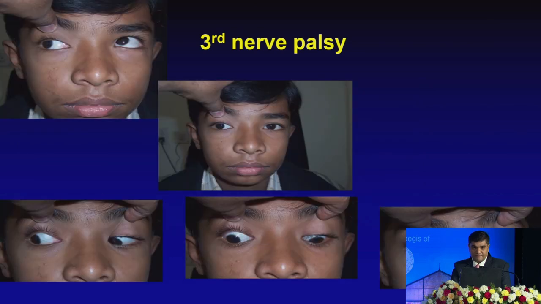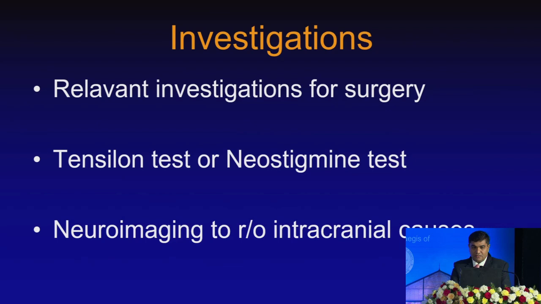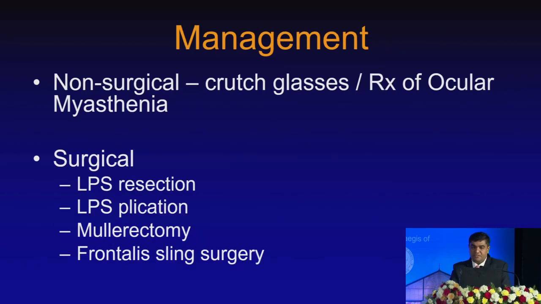Third nerve palsy, usually the gaze will be in the lateral gaze. Investigations, mainly relevant investigations for surgery: Tensilon test to rule out ocular myasthenia, neuroimaging to rule out any intracranial causes. Management, non-surgical, using crutch glasses or treatment for ocular myasthenia.